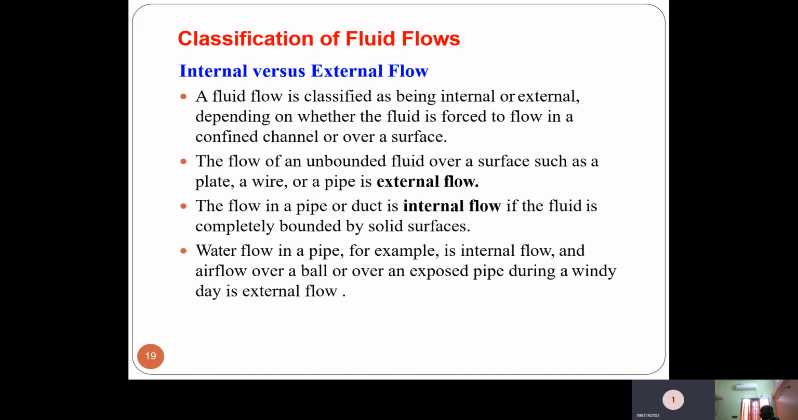Whereas if the flow is in a pipe or a duct, it is called internal flow. Understand? The flow is flowing inside the objects. That is why we call it internal flow. Water flow in a pipe, for example, is internal flow, and air flow over a ball or any exposed pipe during windy days is called external.